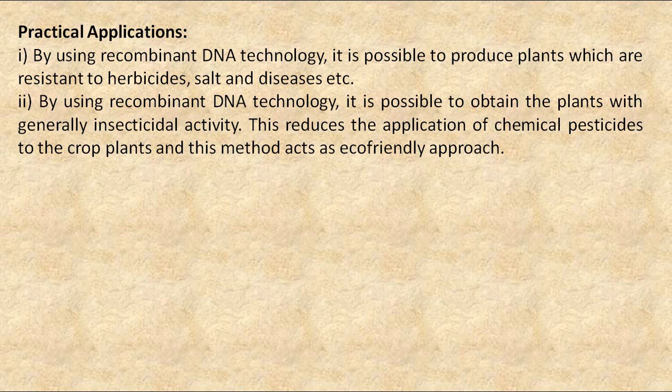Practical applications. By using recombinant DNA technology, it is possible to produce plants which are resistant to herbicides, salts and diseases, etc. By using recombinant DNA technology, it is possible to obtain plants with insecticidal activity. This reduces the application of chemical pesticides to the crop plants, and this method acts as an eco-friendly approach. Hope you understood the topic very well.